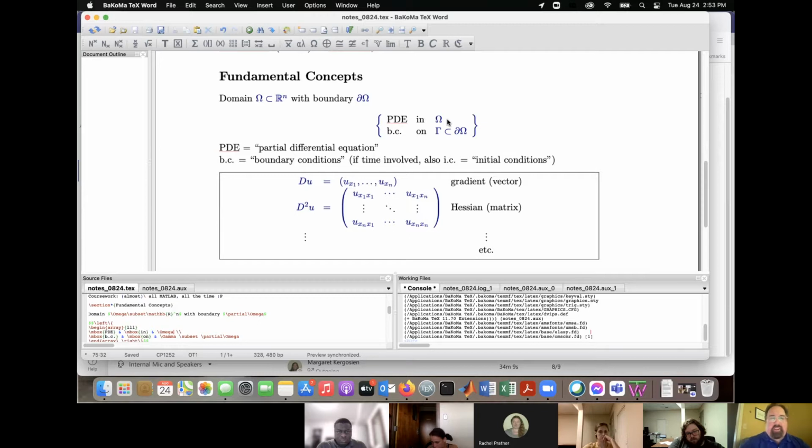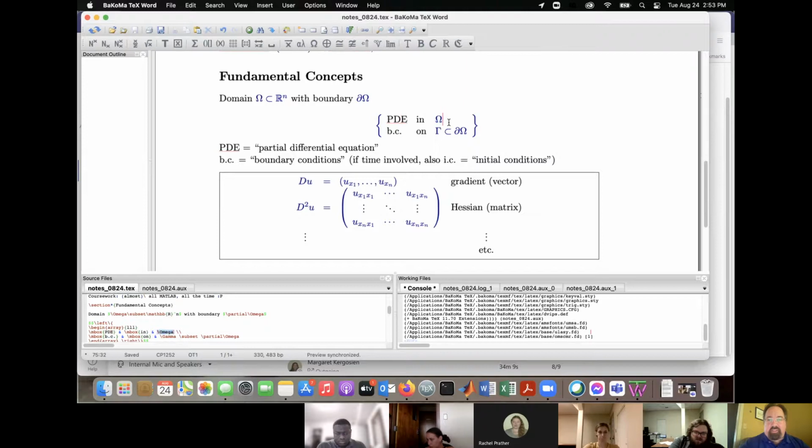Now, I want to emphasize here that omega, while it would be some subset of R^n, where n is the total number of independent variables you have, those n independent variables could refer to coordinates in space, and they can also refer to time. So, for instance, I could have a problem defined on an interval in x, and also in t. So we have one space dimension and also time. So n would be 2 in that case.